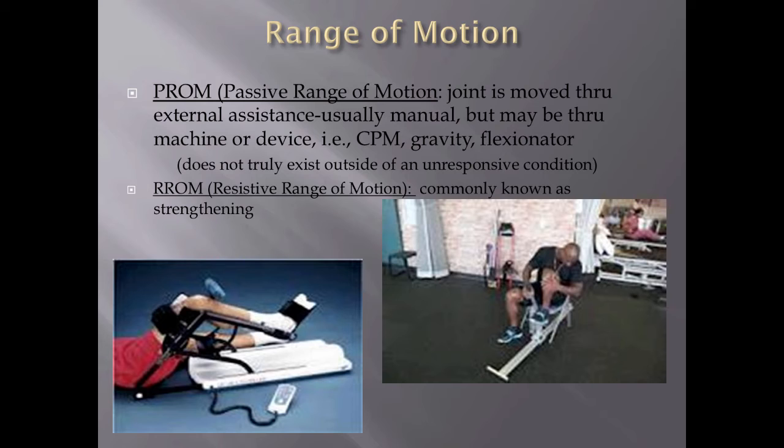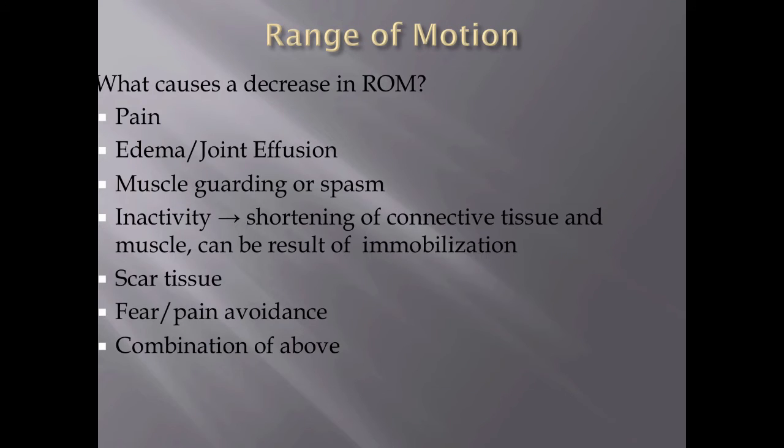And then lastly, we have resistive range of motion, which we commonly just call strengthening. So what could cause a decrease in range of motion? It can be one or a combination of any of these things. Pain is a big inhibitor, so pain will prevent you from moving through a range, especially if you have pain at a certain point of the range. Your body remembers that and tries to avoid that pain. Edema, or especially a joint effusion, so if you have a big joint effusion at the knee, it's going to prevent the knee from bending or flexing as far as it normally would.